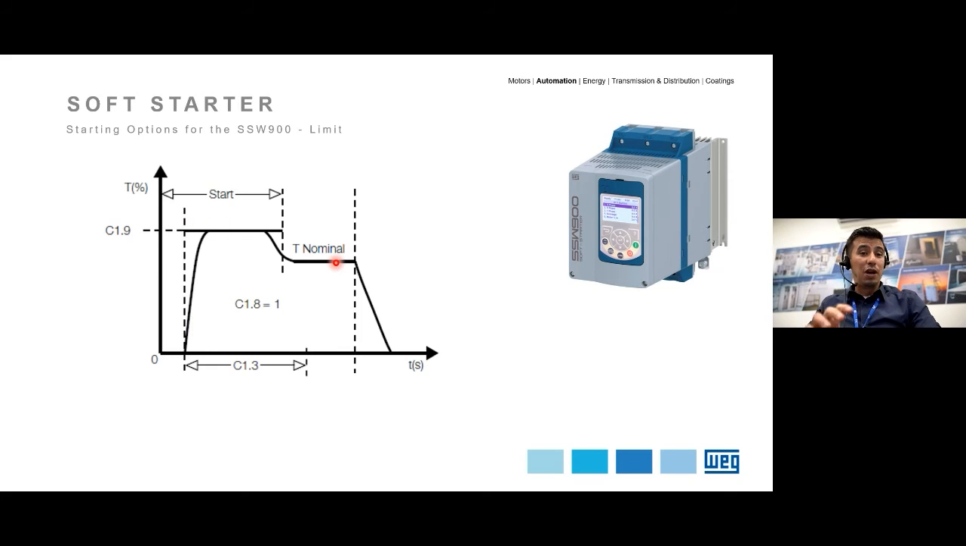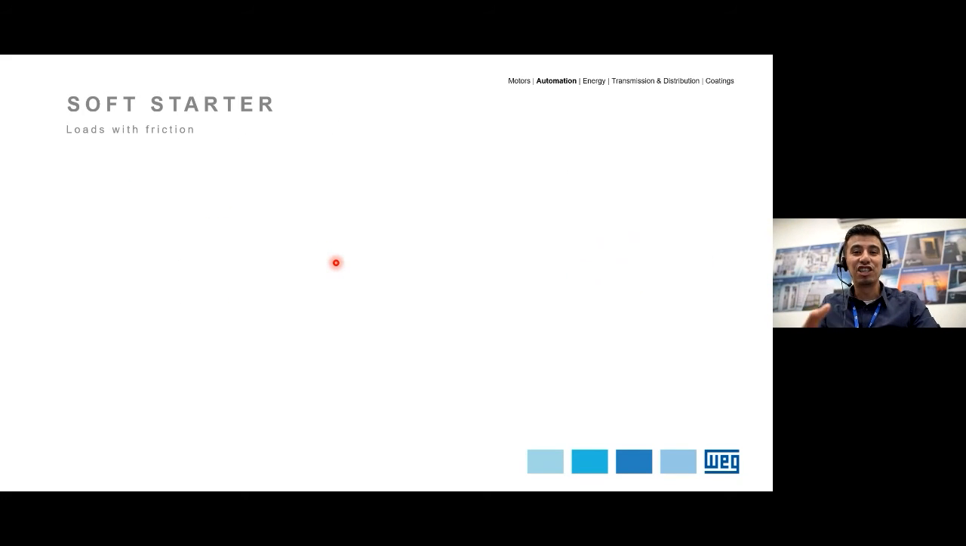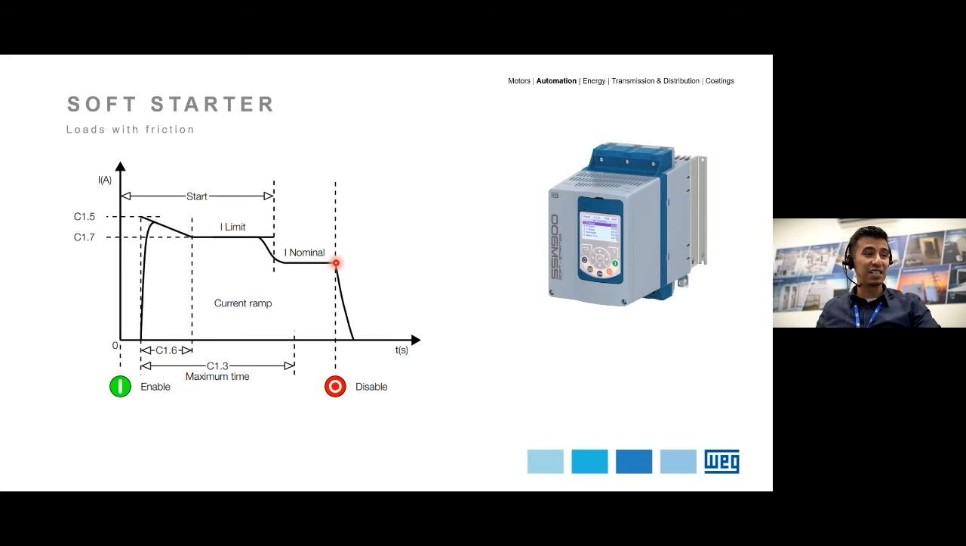Okay, we also have some applications where we have friction, right? What is friction? Friction is when your application needs more energy to take it out of the static position. And when it's up and running or starts spinning, then your torque demand goes down, right? So you just need that kick to take it out of the static position. For that, we can use ramps like this, where we set the current limit higher, and then you go back to what your limit is.